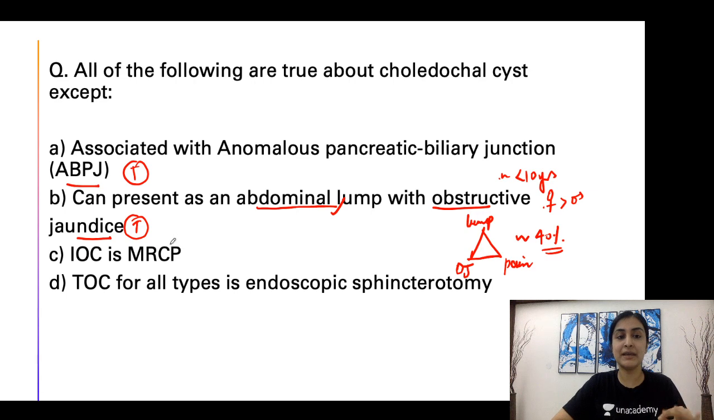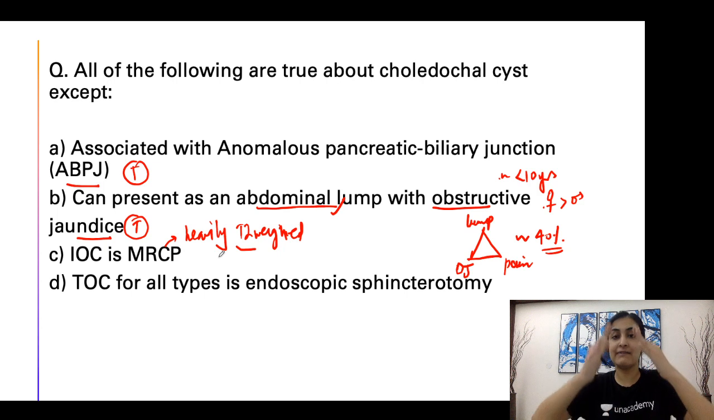What is MRCP? It is nothing but a heavily T2 weighted image. Remember, it is a heavily T2 weighted image such that I will only be seeing structures which are T2 hyperintense, indirectly structures which have fluid. So in this sequence I will only see the biliary radicals, while the rest of the things will all be darkened, appearing black. So this gives me a very nice non-invasive image.